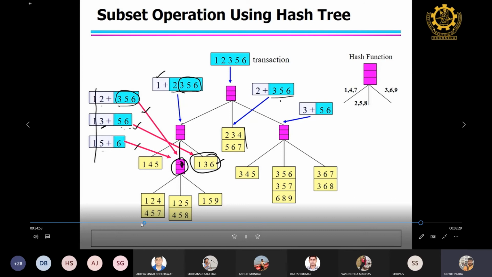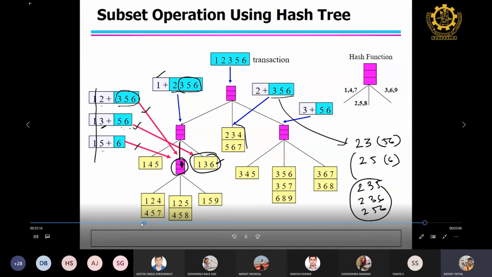Now you have to see what the combinations from here can be. It can be combination 2, 3 and then the combination of 5, 6. Then it can be 2, 5 and then 6. So from here again you can get 2, 3, 5 and 2, 3, 6, and then 2, 5, 6. So these all 3 you have to search only here, no other places. Earlier we had to search all the candidate item sets. Similarly, 3 means any combination of this one is obtained from here.